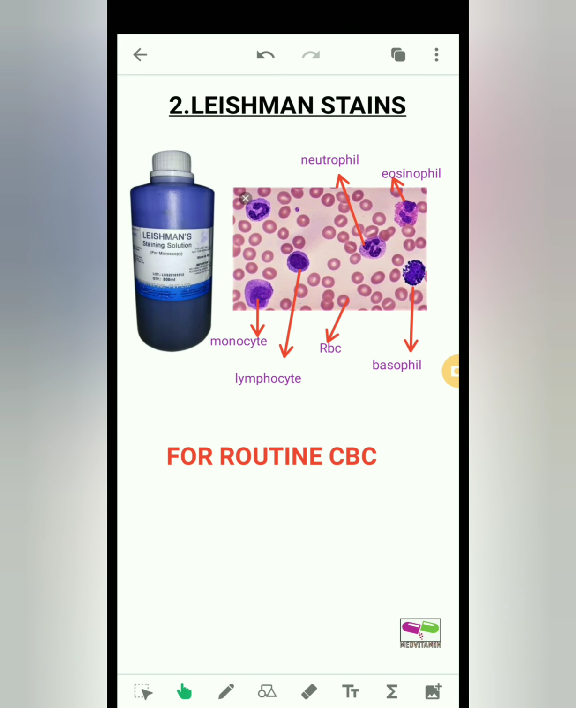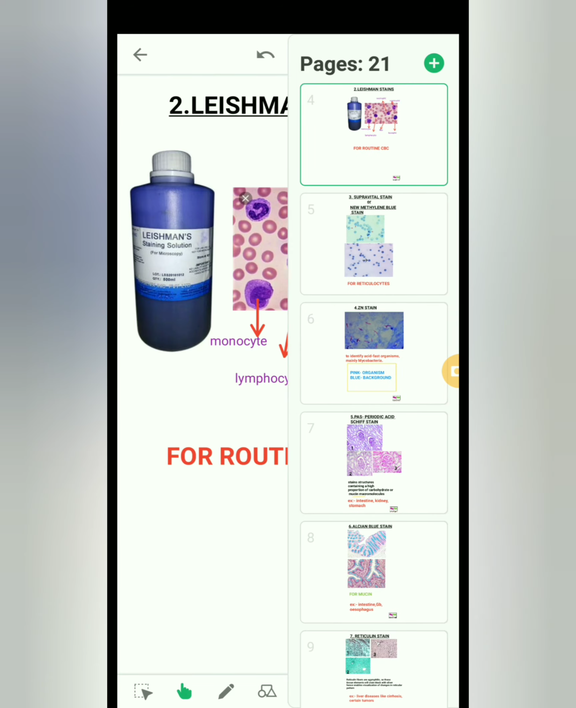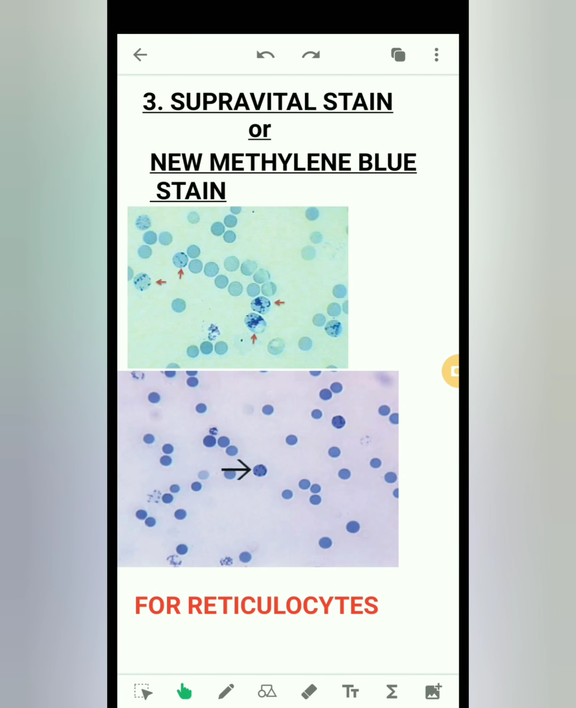So Leishman staining is basically used for routine CBC. Now going to the next slide, this is about supravital staining, or new methylene blue staining, which shows reticulocytes, and hence this is helpful to identify conditions where reticulocytes are either increased or decreased.